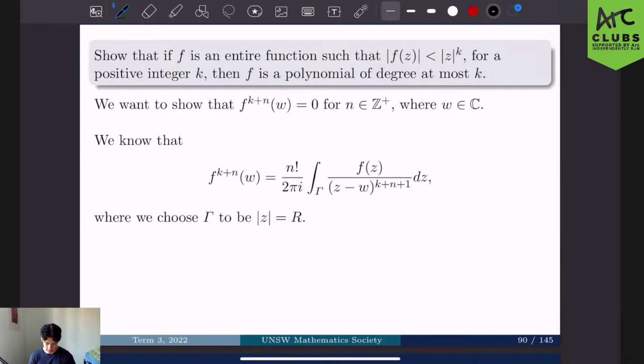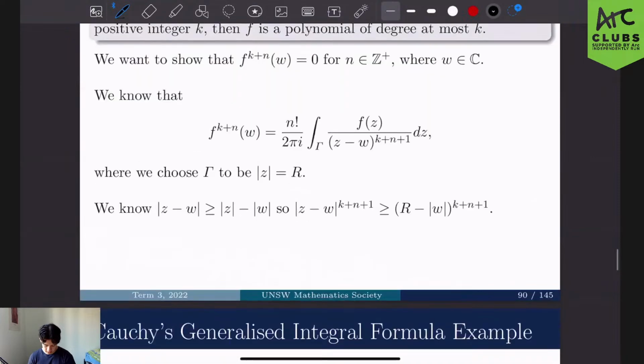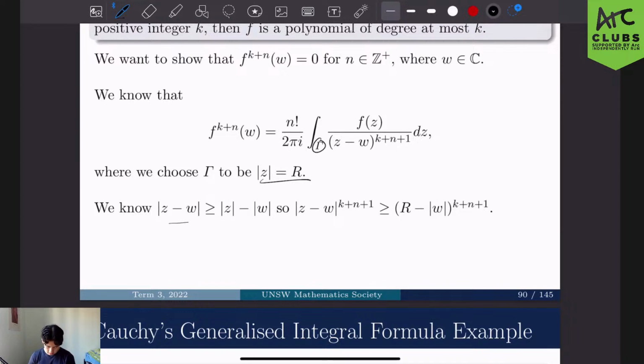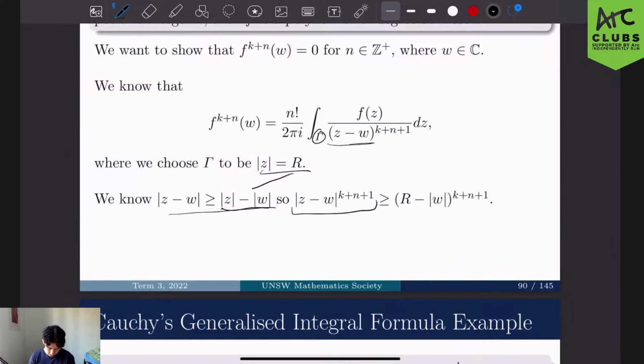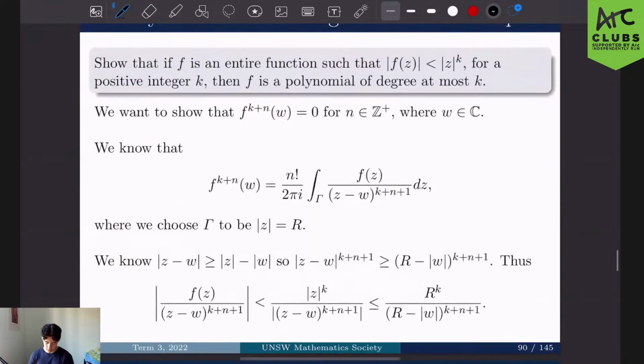Alright, so applying Cauchy's generalized integral formula here. Here we're just choosing the contour to be equal to r, a circle is easy, and we use the circle inequality here because we're going to be looking at this bottom here. So this is greater than that, and we take both sides to the k plus n plus 1, and of course r is here, so we can substitute that in, and we'll take the reciprocal of both sides.